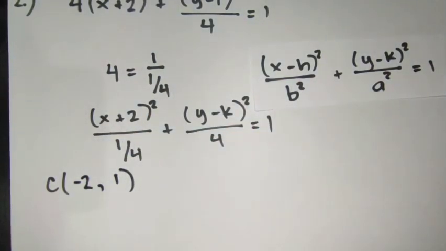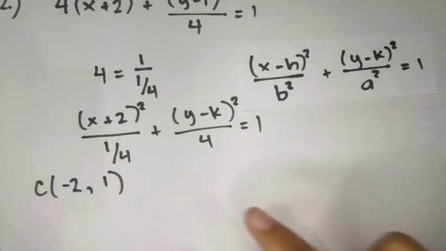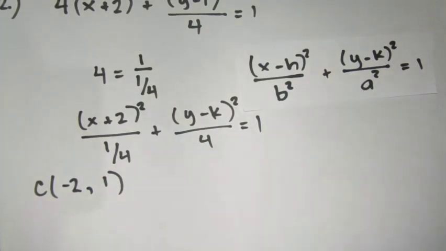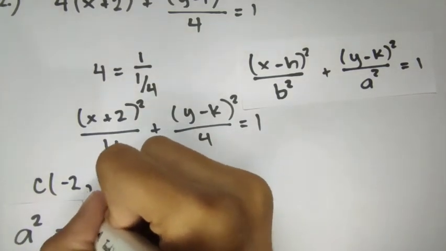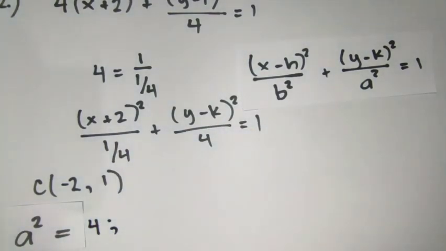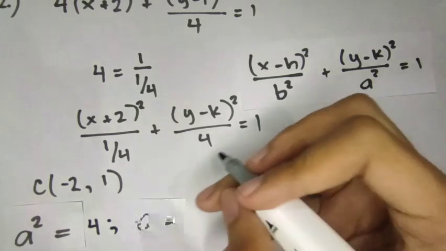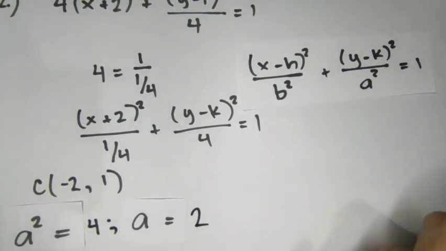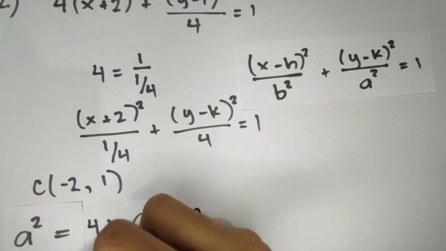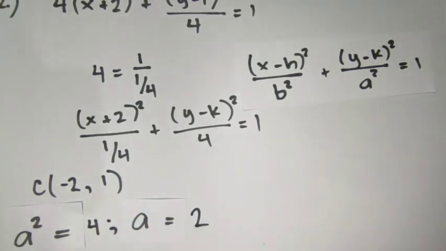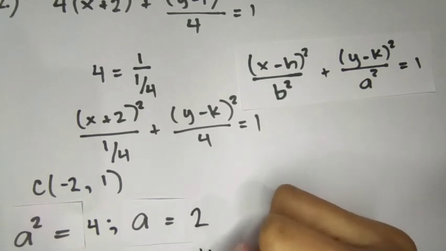You've noticed that the bigger denominator is below the y variable. So that would be our a squared, which is 4. Thus, our a is equal to positive and negative 2. And for our b squared, it would be 1/4. Thus, b is equal to the square root of 1/4, which is 1/2.